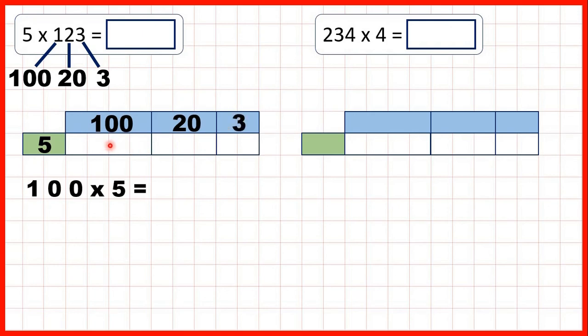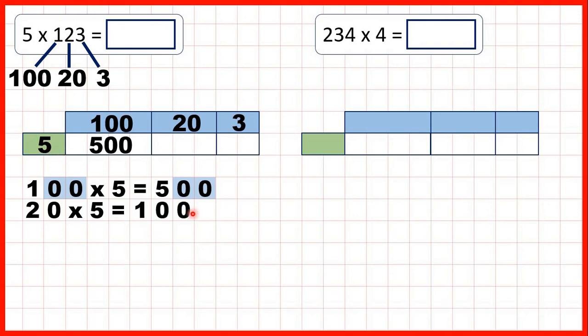Now for this box here we need to work out 100 times 5. That's 500 because 1 times 5 is 5, and if we have 2 end zeros we need 2 end zeros in our answer. Now for this box we need to work out 20 times 5. That's 100 because 2 times 5 is 10, but then if we have 1 end zero in our question, we need 1 end zero in our answer after we've written the answer to 2 times 5. Now for this box here, we have 3 times 5, so that's 15.